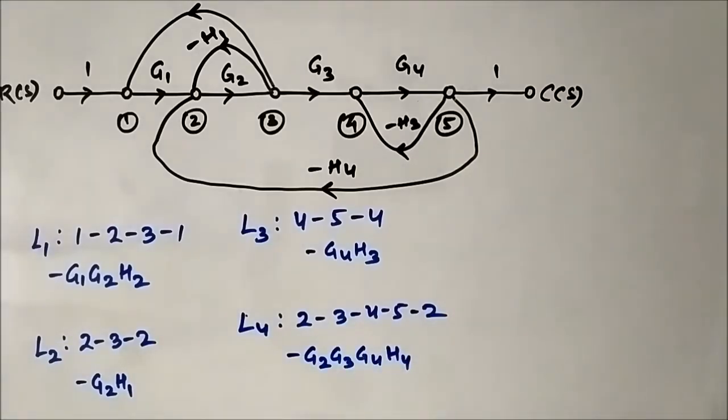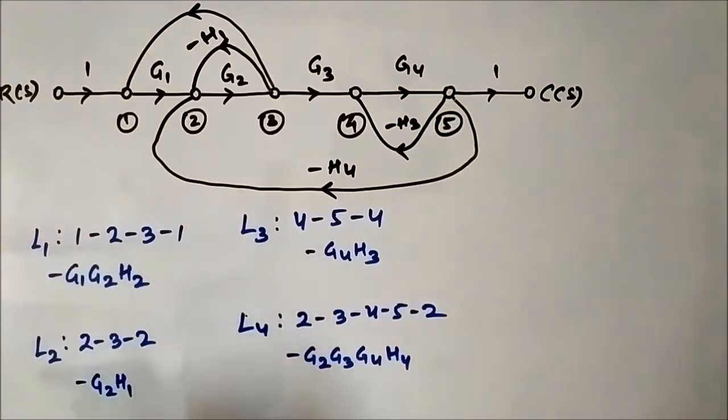Okay, so now we have to determine the number of touching and non-touching loops, and then we'll go for the path factor. I've already told you in the video related to touching and non-touching loops, that two loops are said to be not touching each other if they have no nodes in common between them. So let us compare each loop with the other loops.